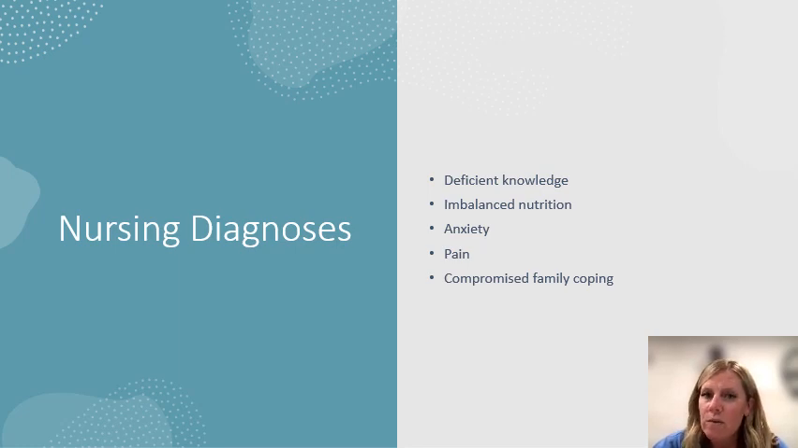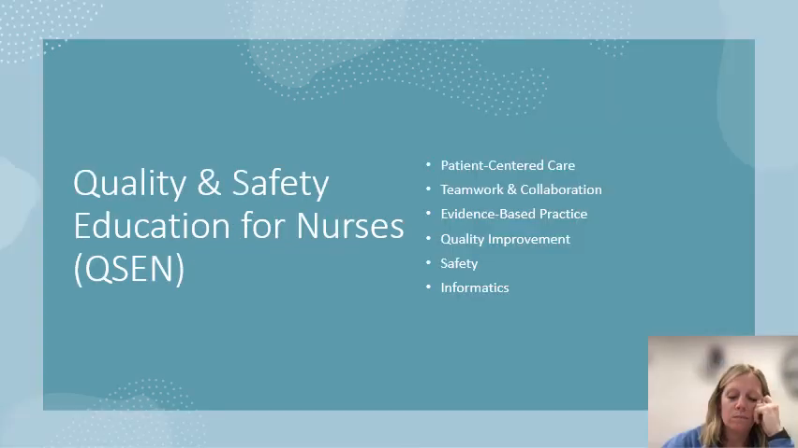Imbalanced nutrition, right? Less than body requirements is going to be an appropriate and applicable diagnosis. Anxiety and pain, right? Not that they're the same, but the child may have some anxiety. They may be fearful, as well as have real, whether it's acute or chronic, pain issues. So we want to keep that in mind. And then take a look at the family coping. They may have some compromised family coping related to the long-term needs, and that's going to be your psychosocial one.